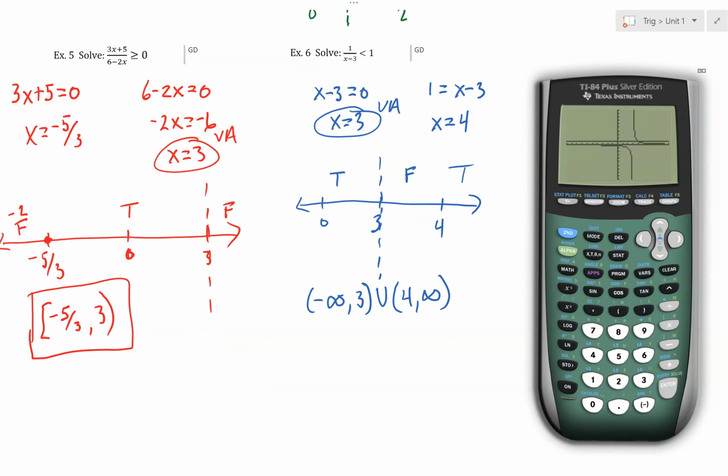I put the graph on there as well so we could see where everything was less than, and it's only a very small amount where it could be. In this case, it was between 3 and 4 was false. It was above the line. So that is rationals in terms of inequalities and how to state your answers.